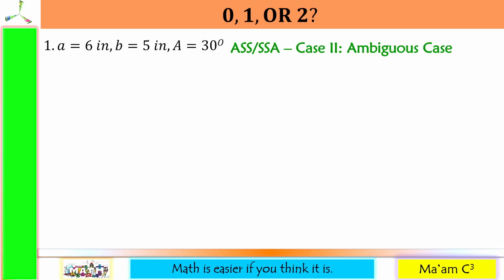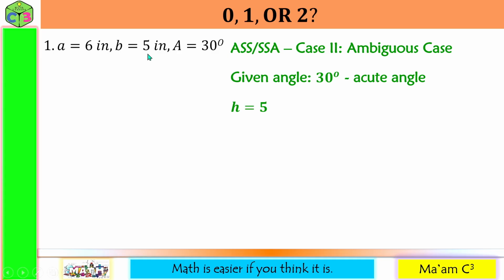If this is ambiguous case, take a look at the angle given. And the given angle is 30 degrees. That is an acute angle. If it is an acute angle, we have to determine the value of the height. So our height would be equal to the side not opposite the given angle. The given angle is A, so the side opposite it is 6. So we're not going to choose this. We're going to choose 5.